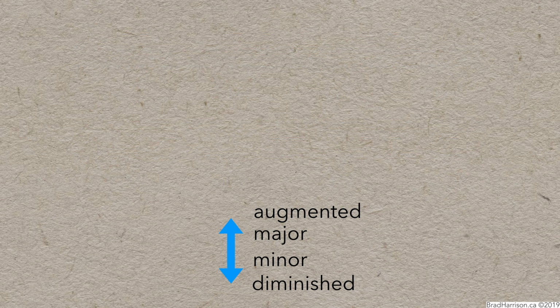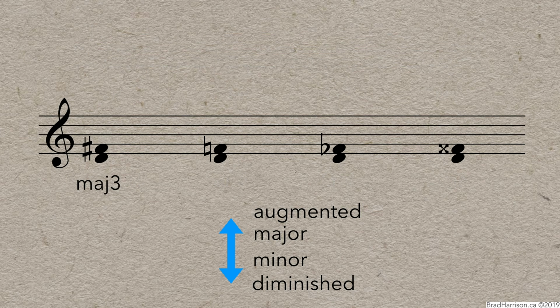Let's try another key. D to F sharp is a major third because F is sharp in D major. D to F natural is 1 semitone smaller than the major third, so it's a minor third. D to F flat is 2 semitones smaller than the major third, so it's diminished. D to F double sharp is 1 semitone larger than the major third, so it's an augmented third.